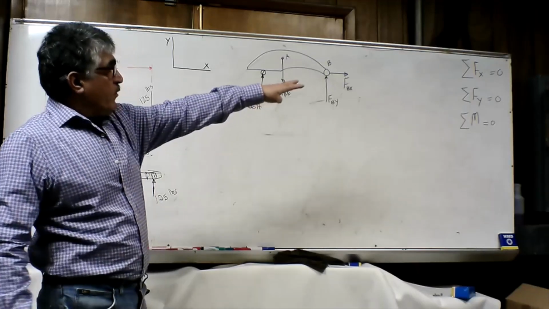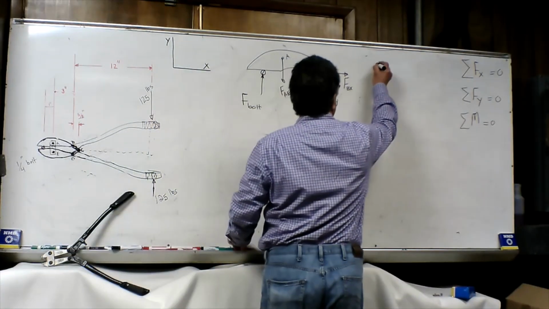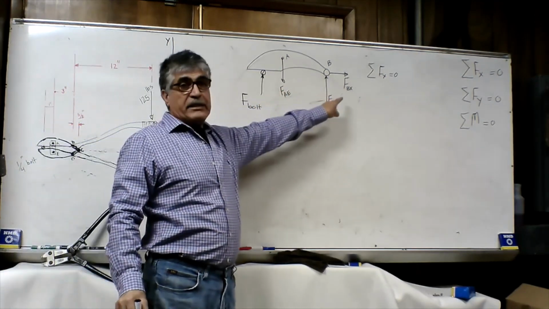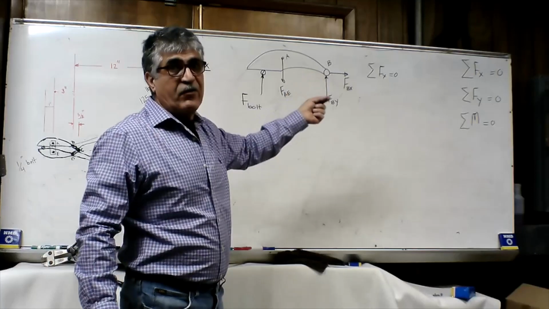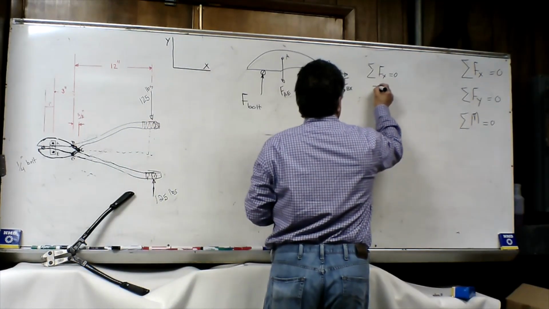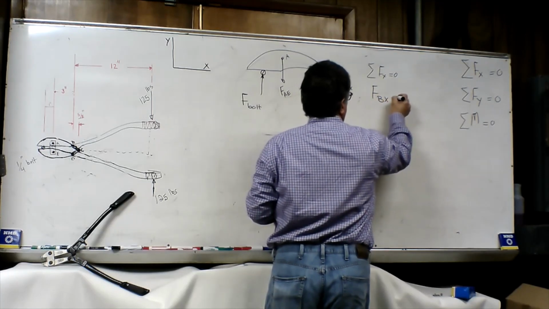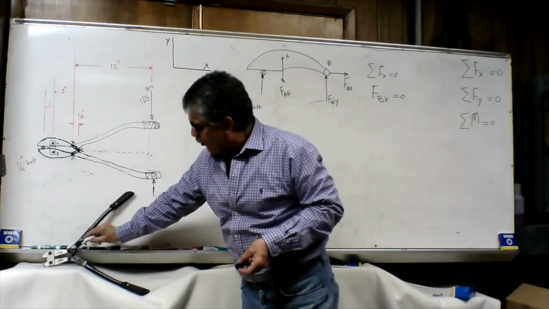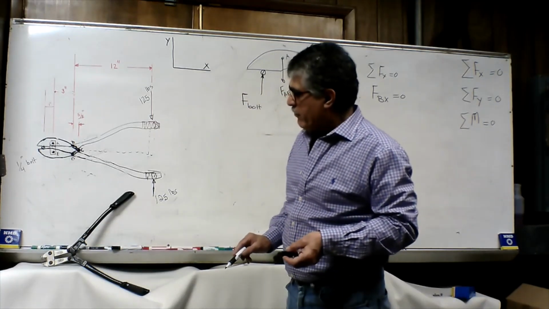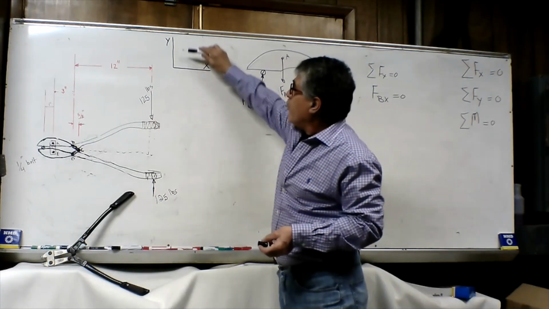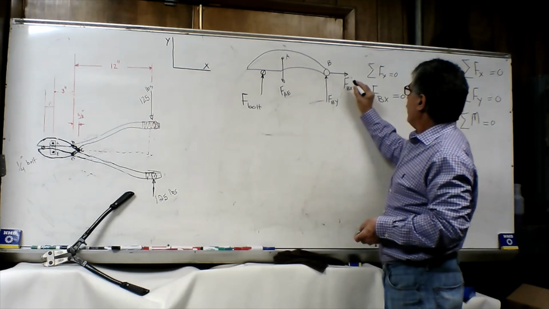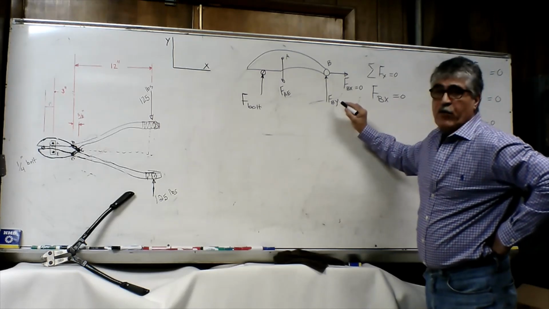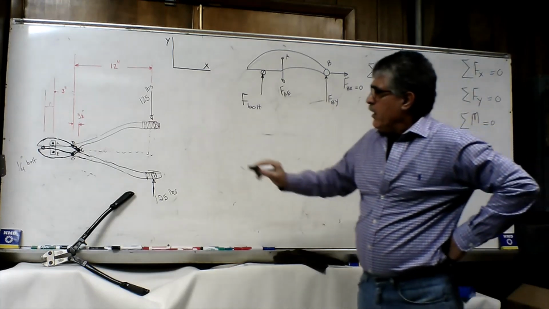So if the summation of all the forces in X direction must be 0, the only force we have in X direction is force on point B in X direction, so that force must be equal to 0. So force on point B in X direction must be equal to 0. That means that at point B of our bolt cutter, we only have a vertical force in Y direction. So force in X direction will be equal to 0 at that point.